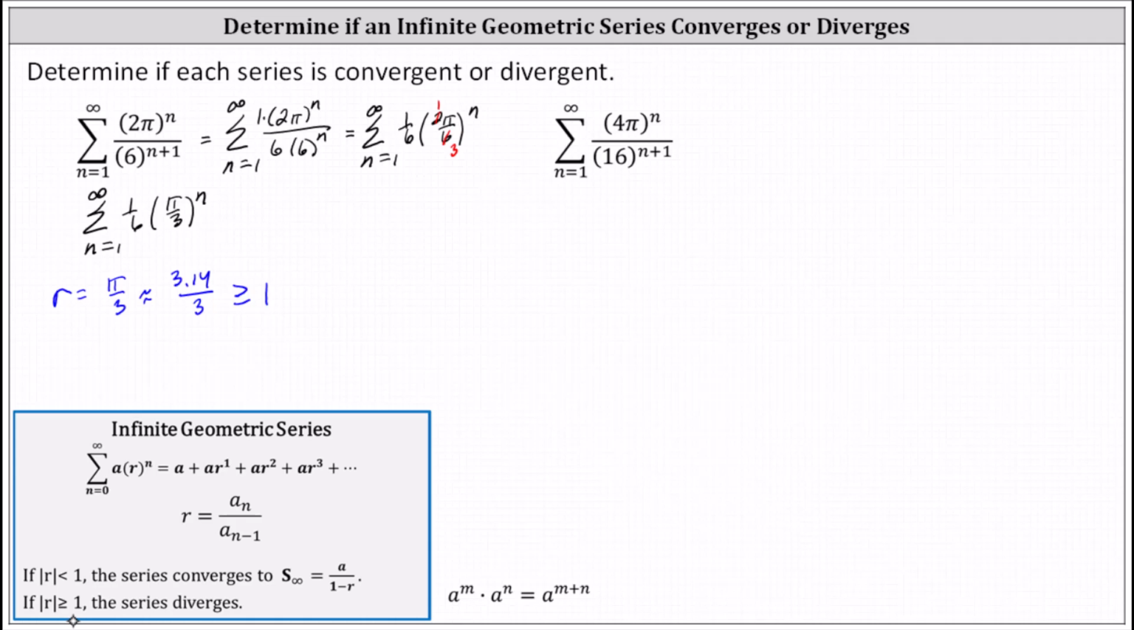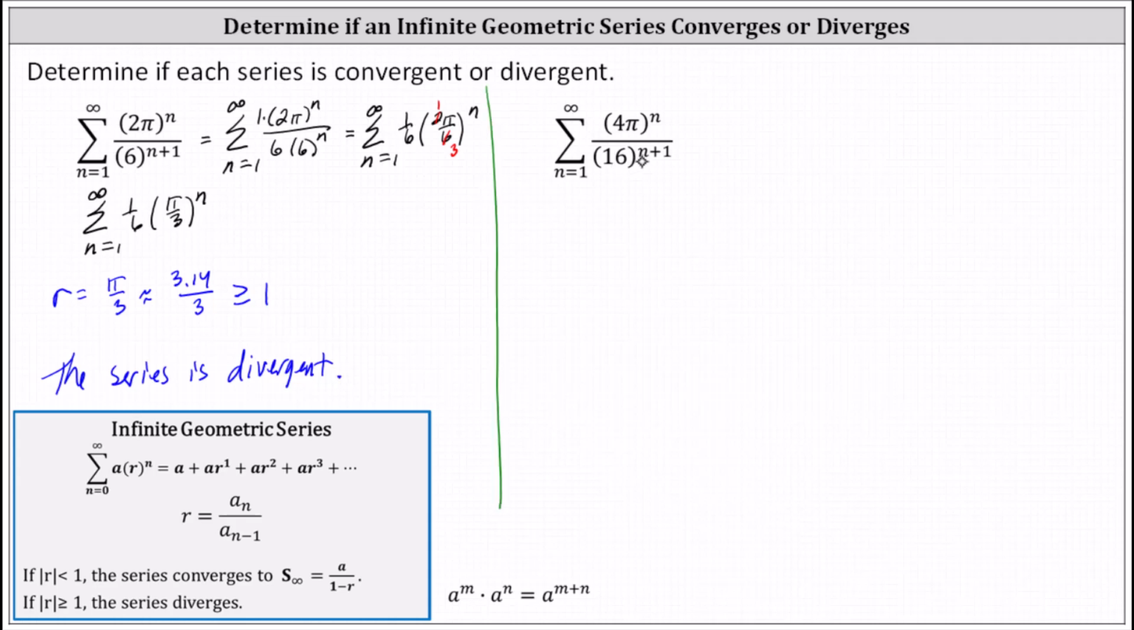If the absolute value of r is less than 1, then the series converges, and it converges to a, the first term, divided by 1 minus r. So again, here we know the series is divergent. Let's consider the second example.